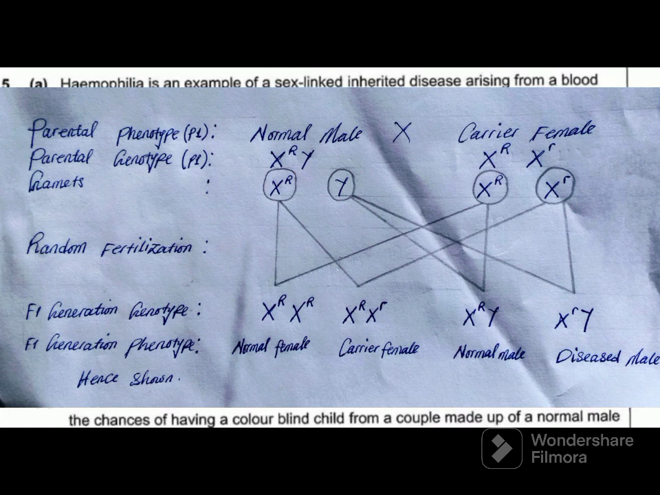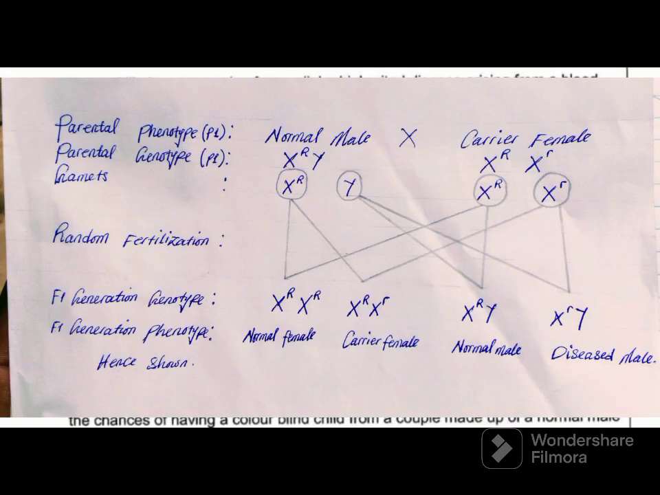After writing the parental genotype, you can write the gametes. The gametes are sex cells. You leave a space. You will be writing on a plain paper, so you leave a small space and write random fertilization. You again leave a space and write F1 generation genotype. After F1 generation genotype, you lastly write the F1 generation phenotype.